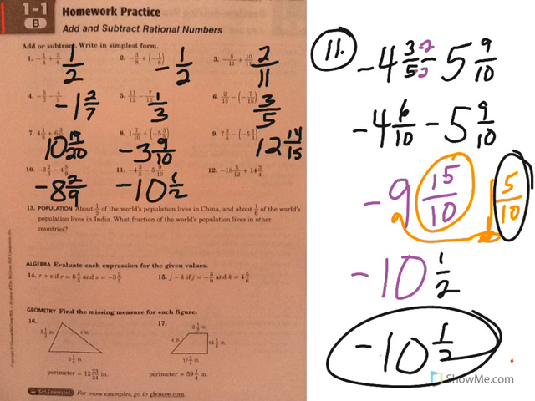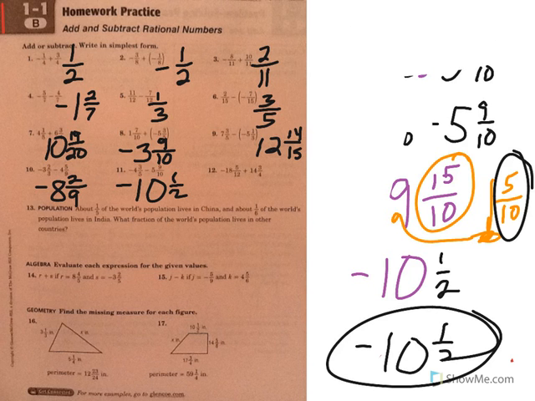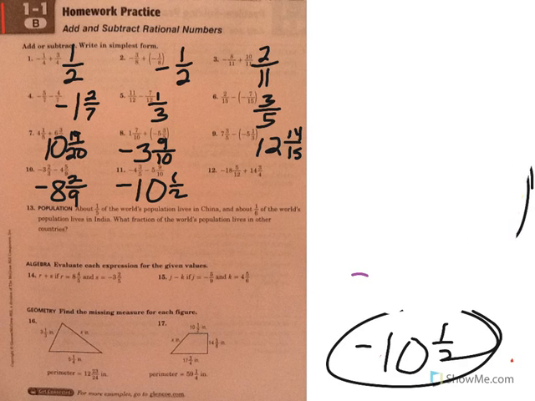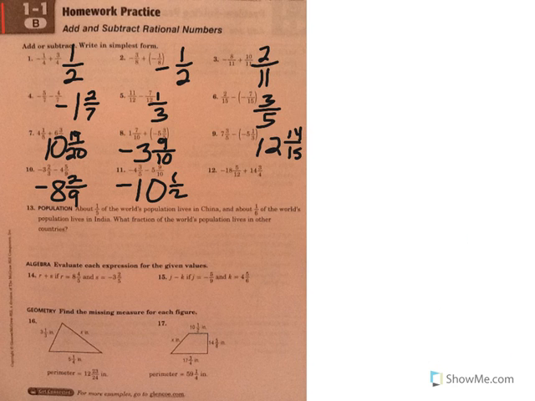12 is a doozy. 12 is a mixed number, and it's got a positive and a negative. So this is the tough one. This is where we find out why you got one wrong on that quiz. Oh, number 12. So let's see if we can get this one right so we get a perfect score on our next quiz and test.